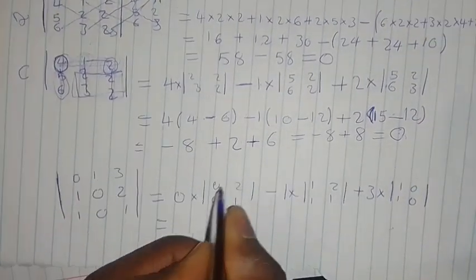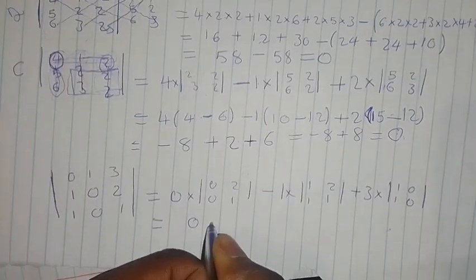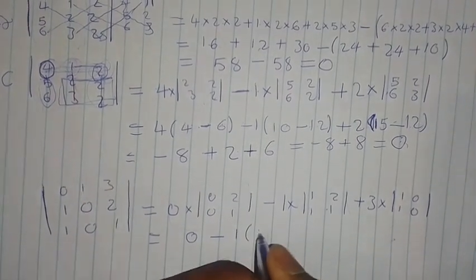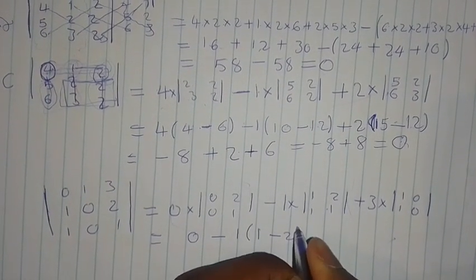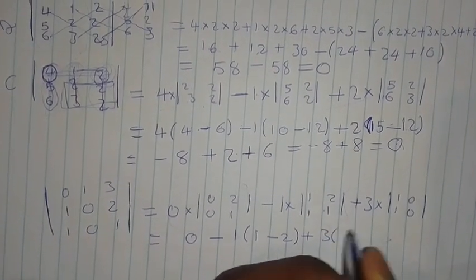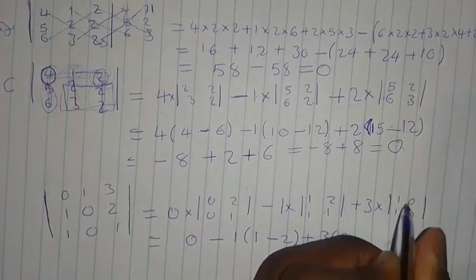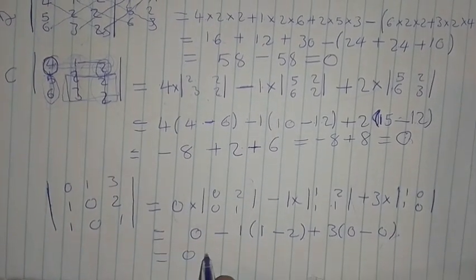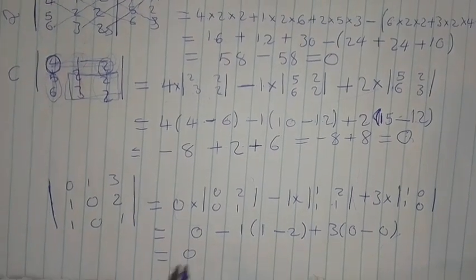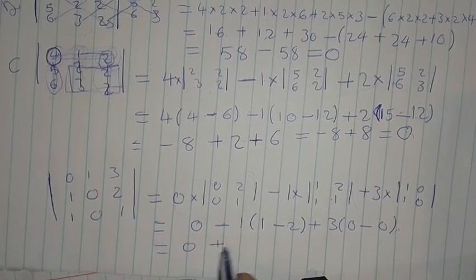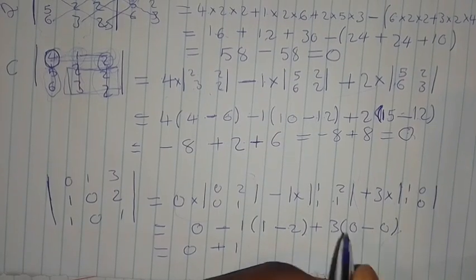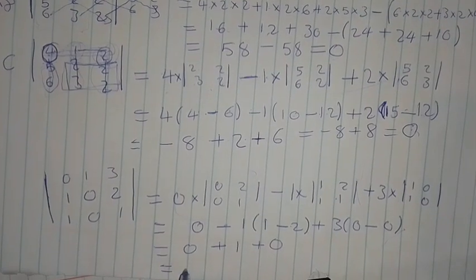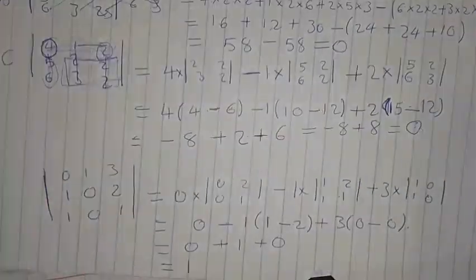Now 0 times anything, that's just simply going to be 0, minus 1 into 1 multiplied by 1, that's 1, minus 2 by 1, that's 2, plus 3 into 1 times 0, that's 0, 0 times 1, that's going to be 0. So you're basically going to have this to be 0. 1 minus 2, that's minus 1, times that by negative 1, that's going to be positive 1. And 0 minus 0, that's 0. And 3 times 0, that's going to be 0. So that leaves us with the answer being positive 1. So that's the value of this determinant.